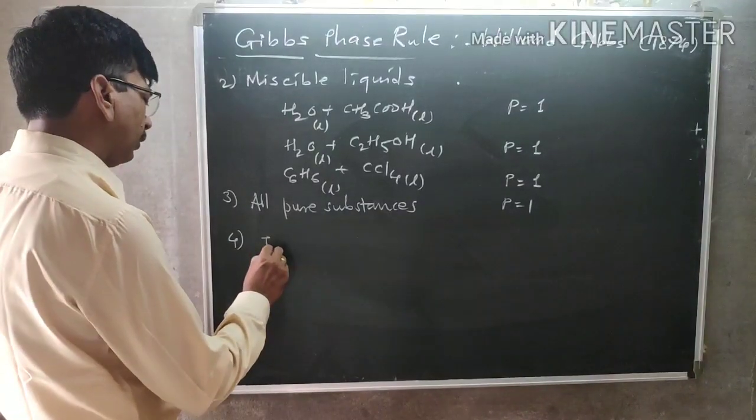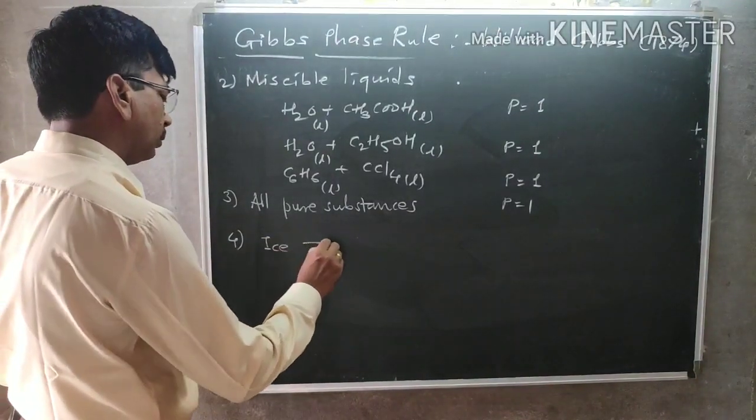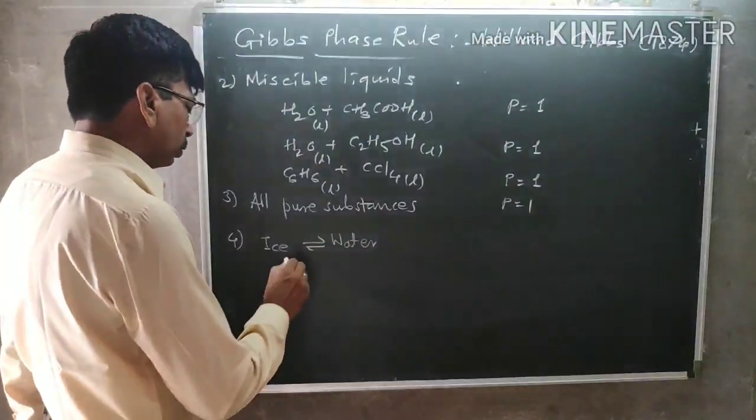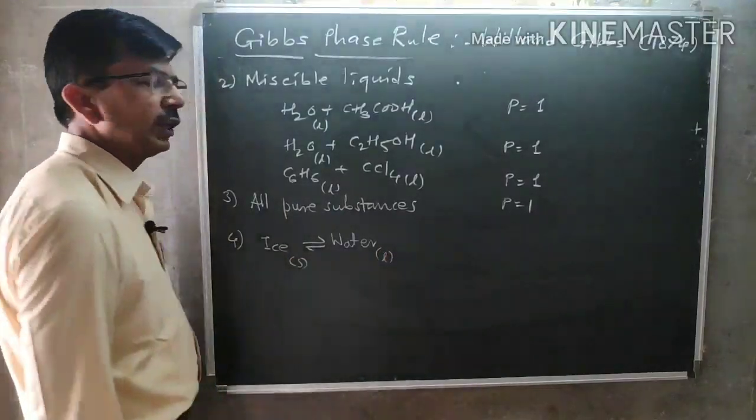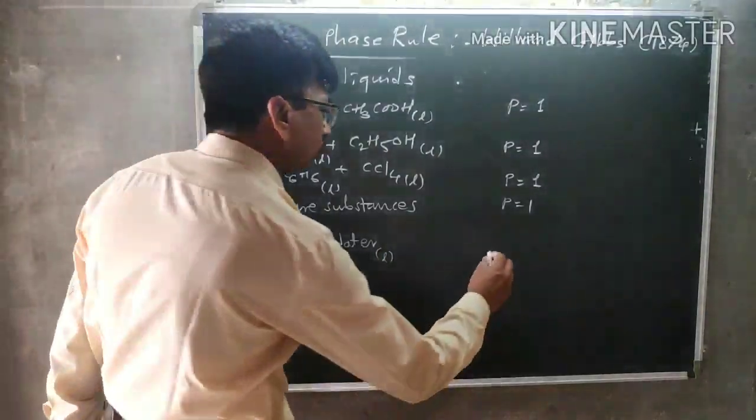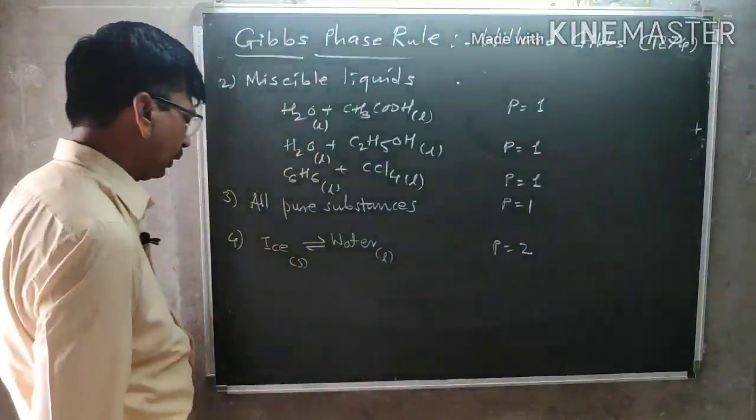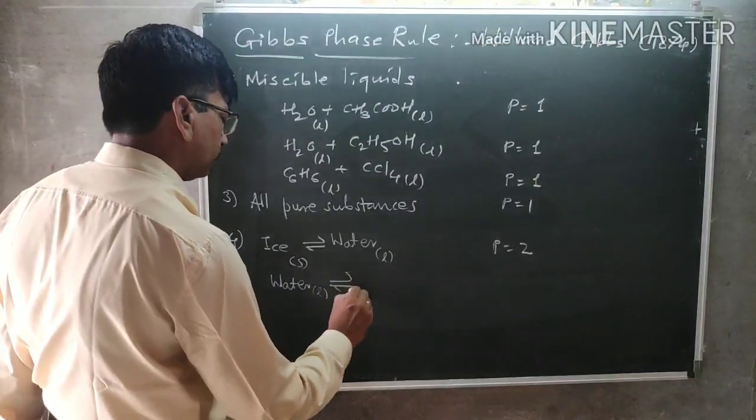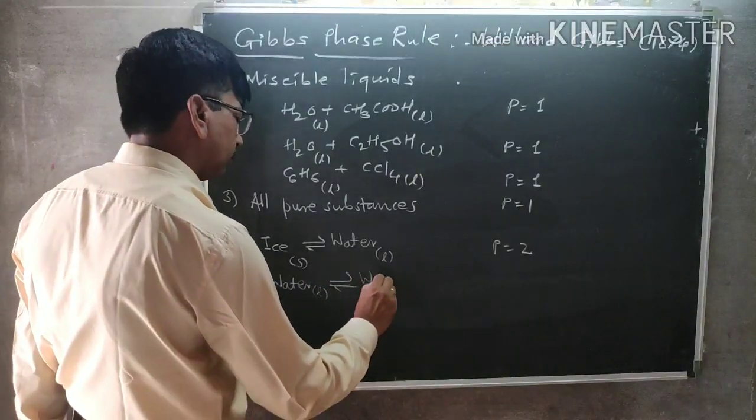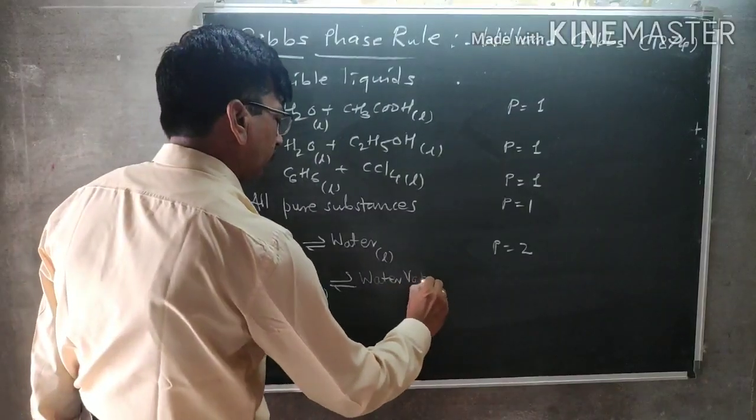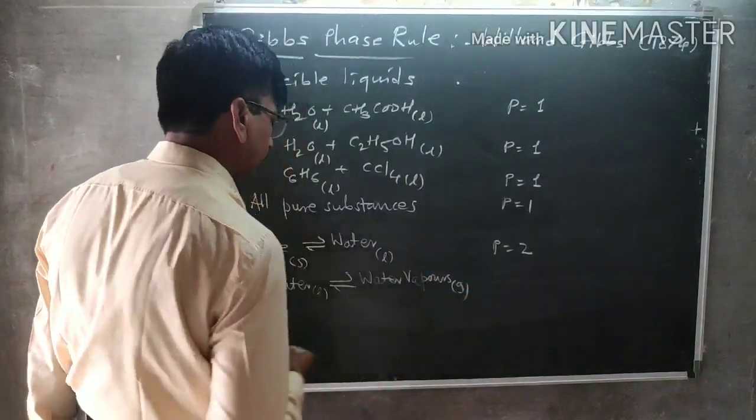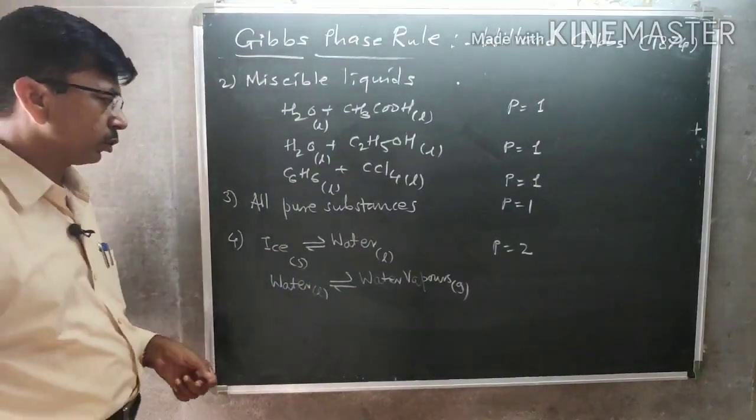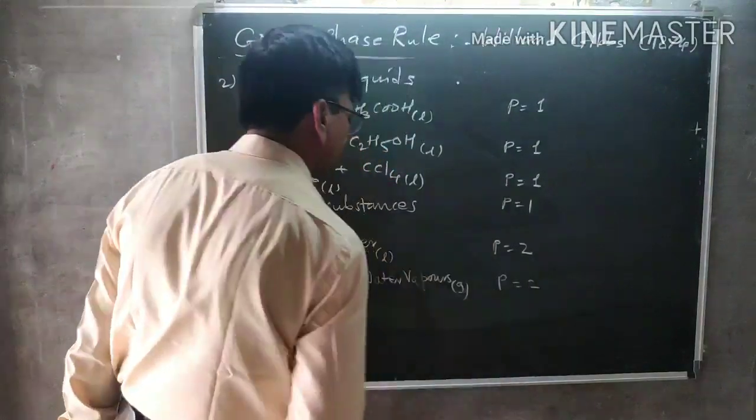Suppose that ice is in contact with liquid water. So ice is in solid state, water is in liquid state. So we have two phases. Remember this. Suppose that water is in contact with water vapor. Water is in liquid state while water vapor is in gaseous state. So we have two phases.